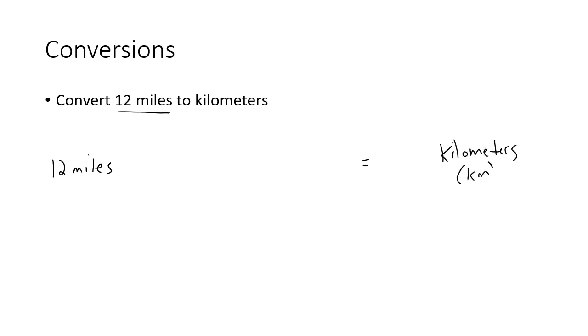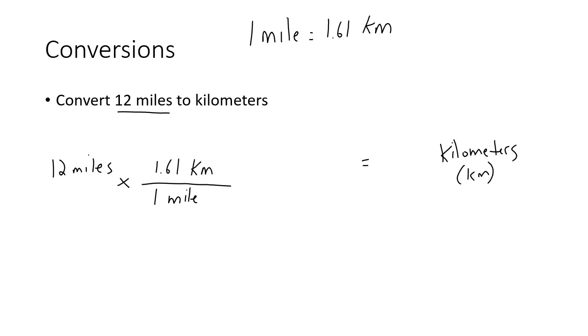abbreviated as km. If we look at the chart provided, what we'll find is that 1 mile is equal to 1.61 kilometers. We're going to do a proportion here, and I want to decide where to put the miles and where to put the kilometers. I want the miles to cancel out, so I'm going to put the 1 mile on the bottom. I want the kilometers to be left over, so I'm going to put the 1.61 kilometers on the top of the proportion. When I do that calculation, then the miles will cancel out and I'll be left with kilometers.